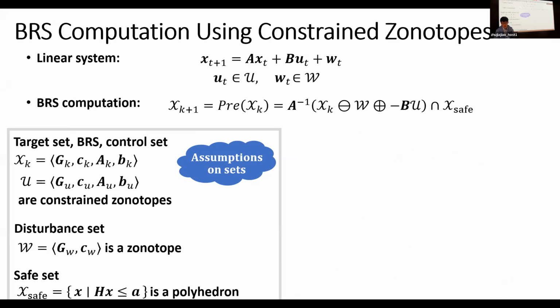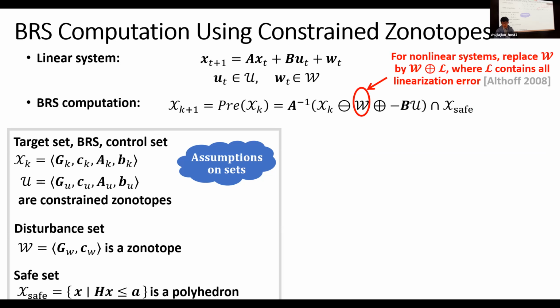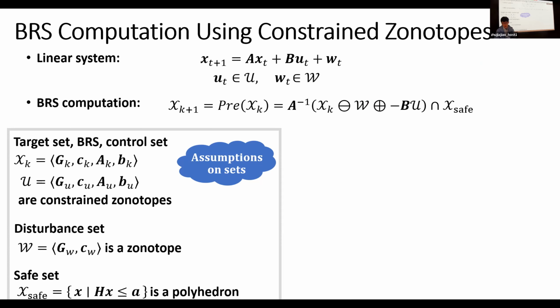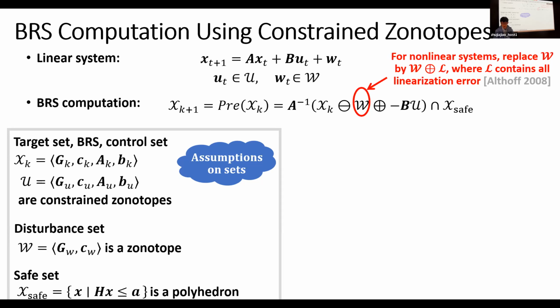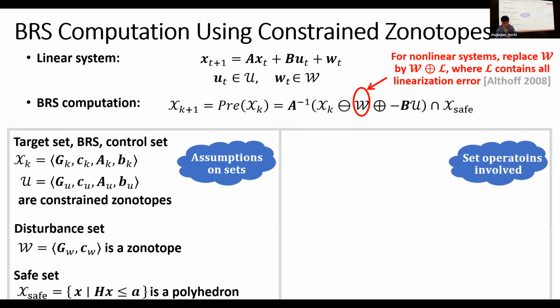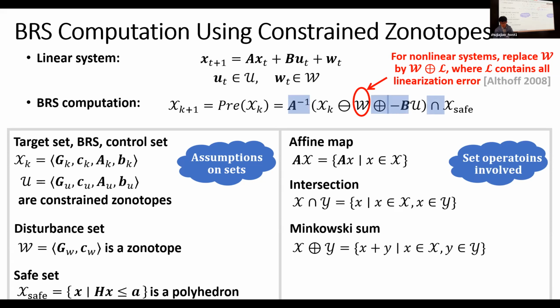So given this setting, how do I compute the backward reachable set? If your system is linear, then all you need to do is to compute this pre, and that amounts to the following computation. And for nonlinear dynamics, you can still linearize the system. And what you need to do is to replace this disturbance set W by a larger set that combines the impact of the linearization error and the disturbance. So here, there are several set operations involved. For example, affine map, intersection, Minkowski addition, and Minkowski difference.